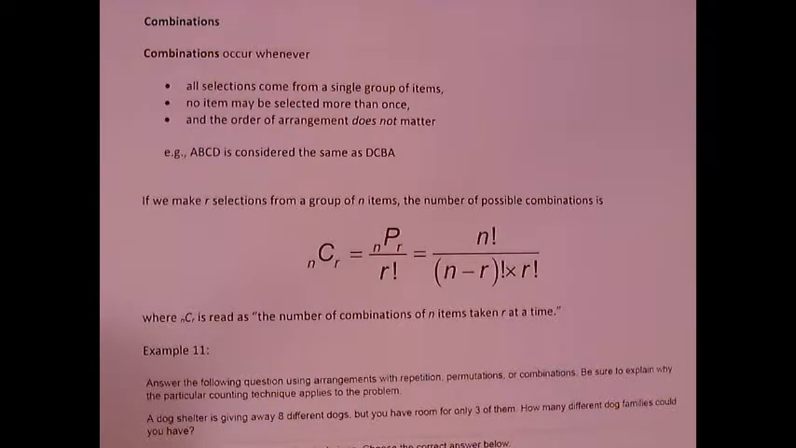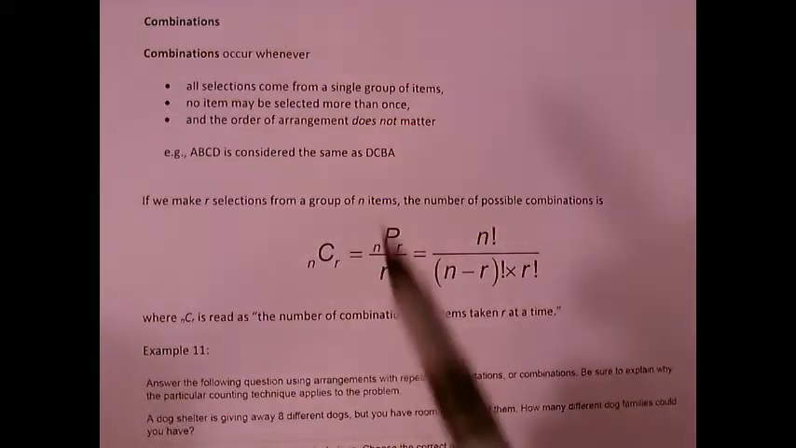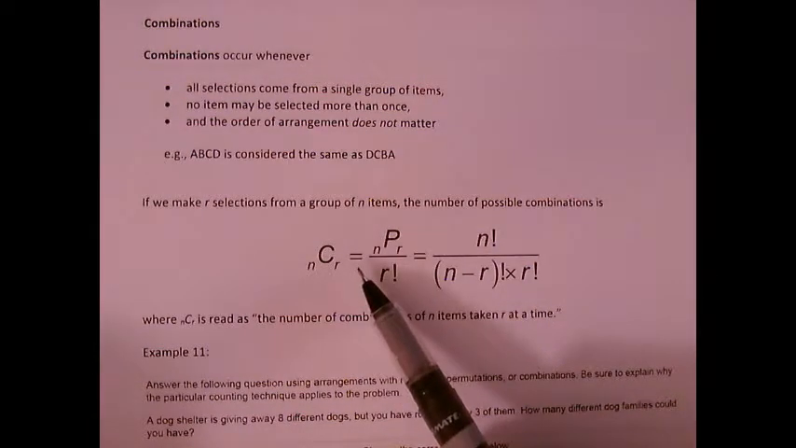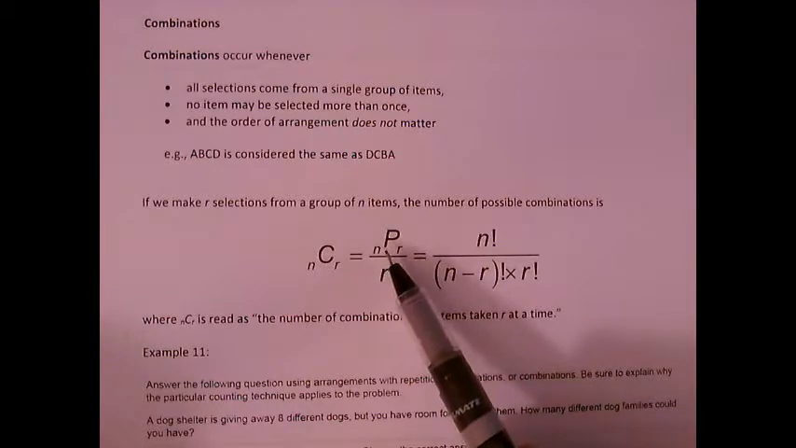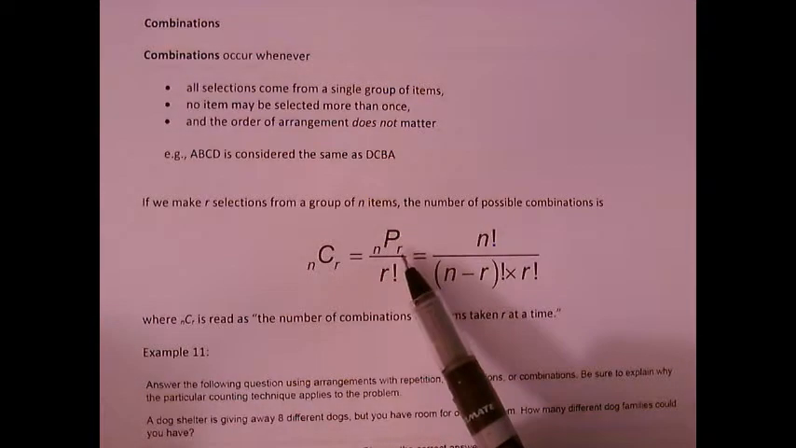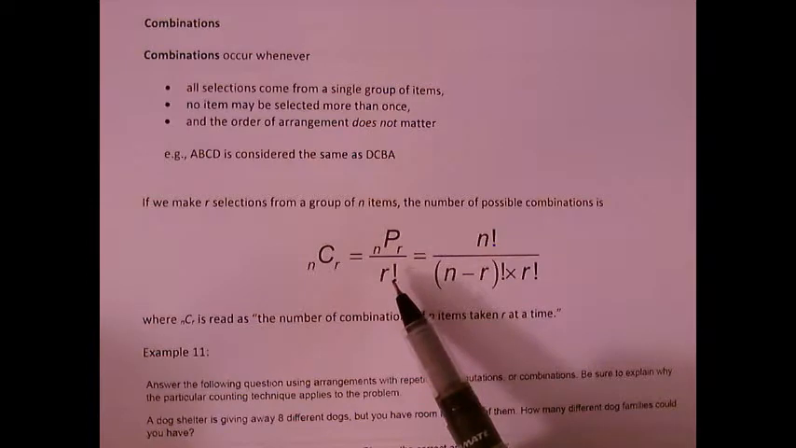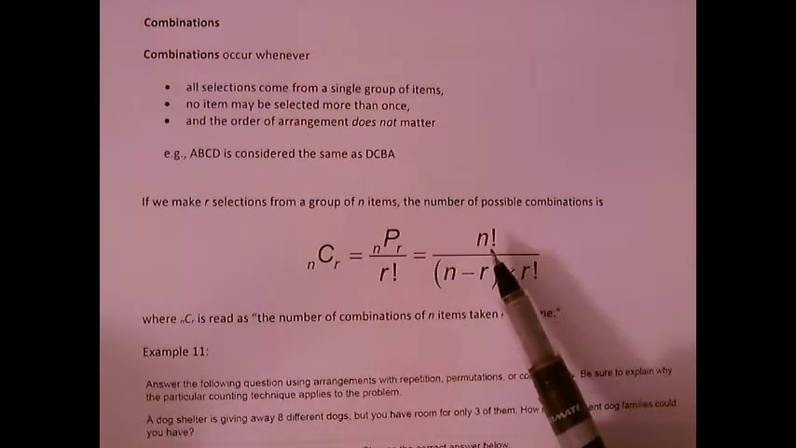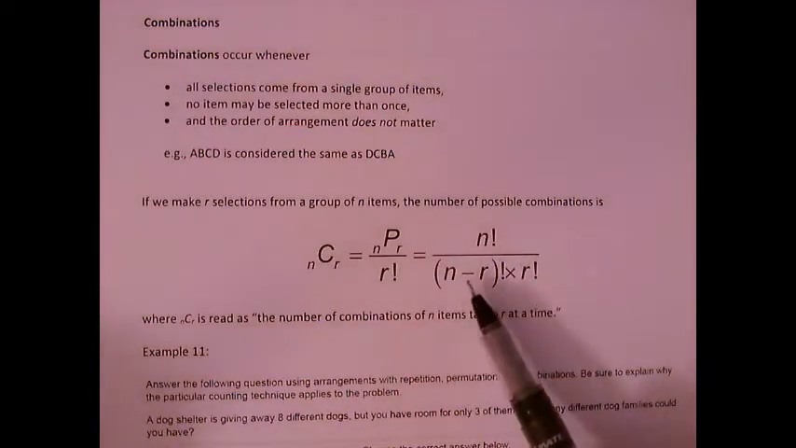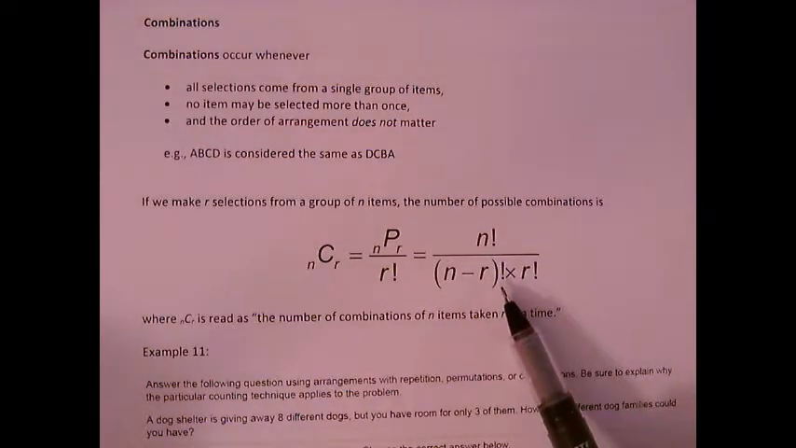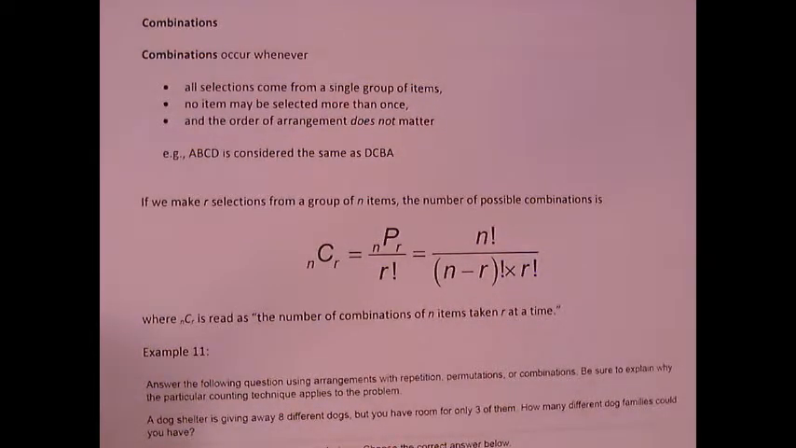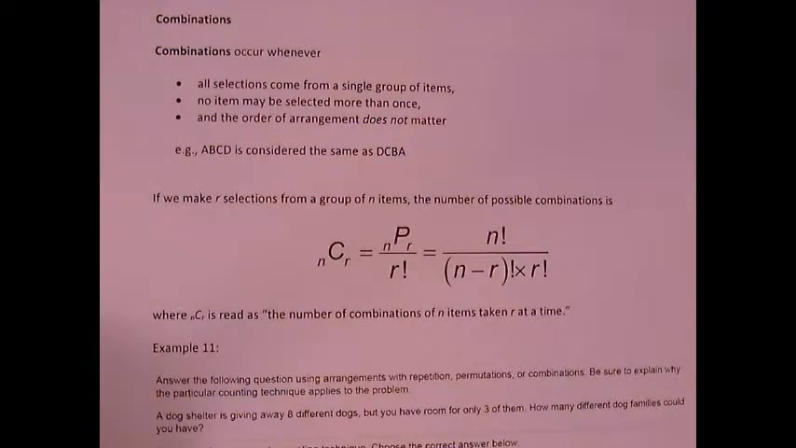So now, if we make our selections from a group of n items, the number of possible combinations is going to be this. Here you're going to have nCr, and that's going to be equal to nPr divided by r factorial. And this will be equal to n factorial divided by n minus r, that quantity factorial, times r factorial, where nCr is read as the number of combinations of n items taken r at a time.